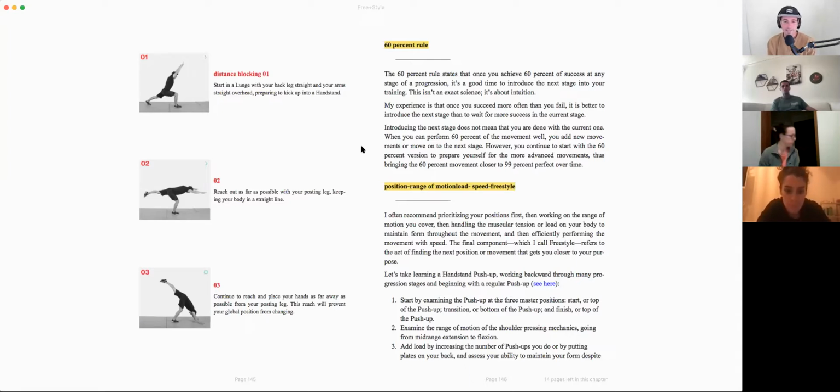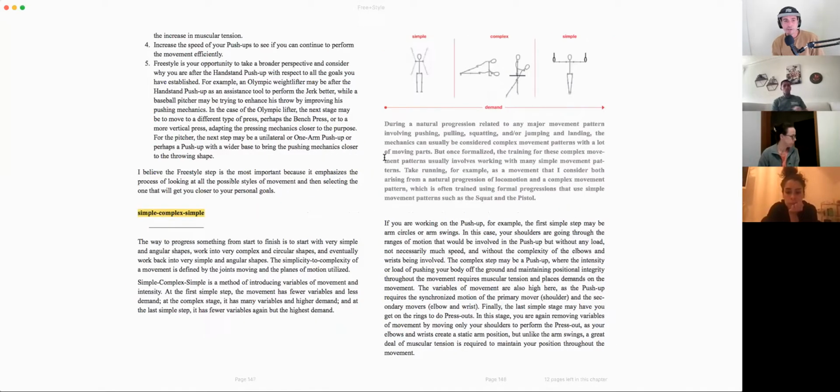Now, the other method is position range over motion load. What does this mean? This means simply that when we work with a progression, it's important to think about moving in ranges of motion where we are capable, and then adding load and speed. This is something that you've heard many times in practice, but it's important to simply keep in mind.